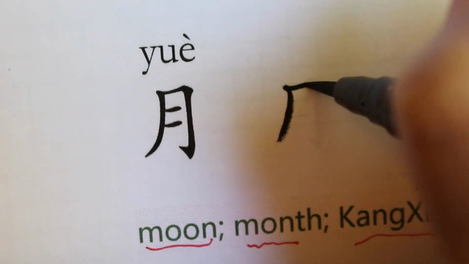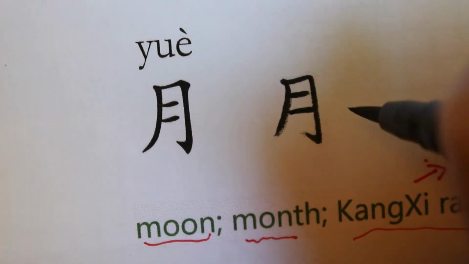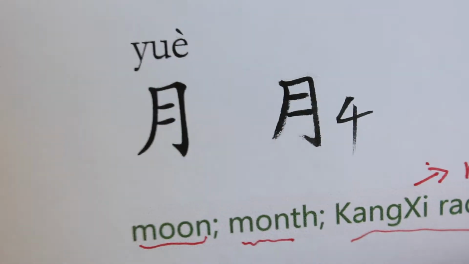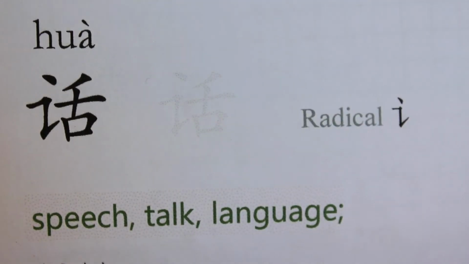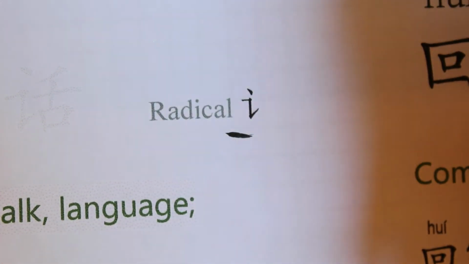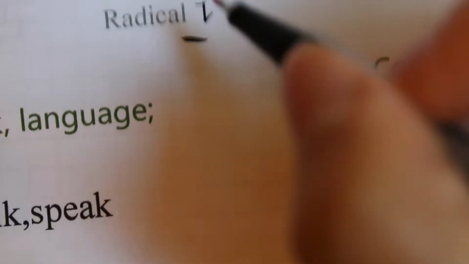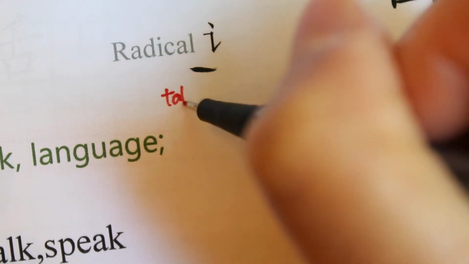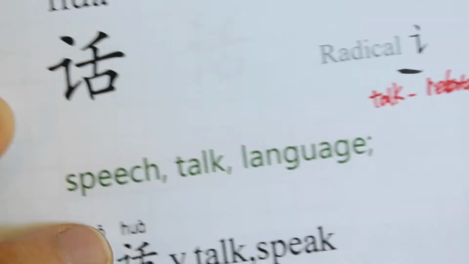1, 2, 3, 4. So 月 has 4 strokes. Okay, next. The next character is 话 and its radical is the talk-related radical. We call it 言字旁. This one is the talk-related 言字旁.